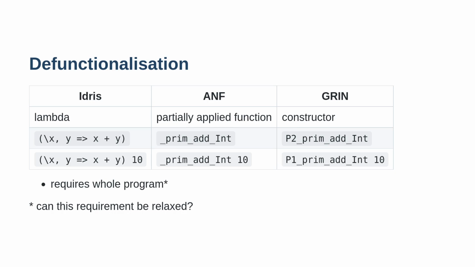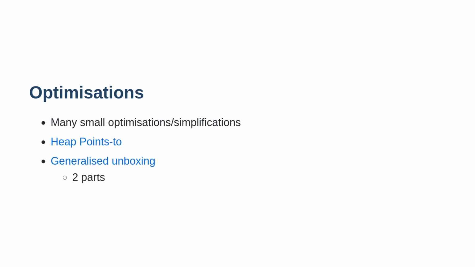This transformation requires the whole program to be available when you're compiling. However, there are possibly ways to relax that requirement, but GRIN doesn't do that yet. So the whole point of GRIN is to optimize functional code more than it can currently be.